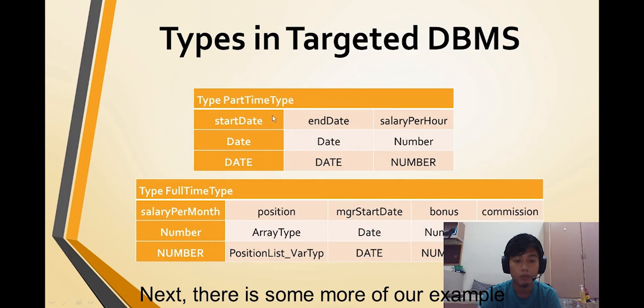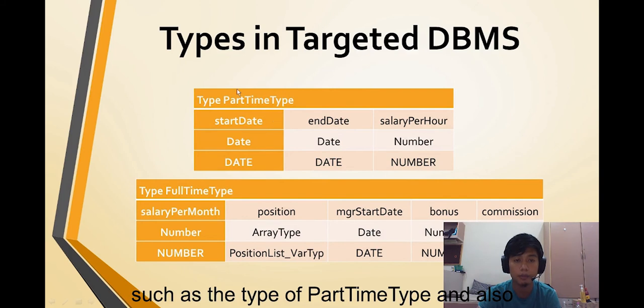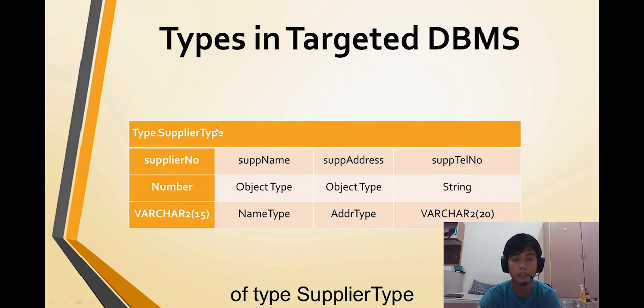Next, there are some more examples of our relational data model based on the logical data model, such as the type part-time changed to part-time type, and also this full-time type. And last of all, this is our last example, the type supplier type.